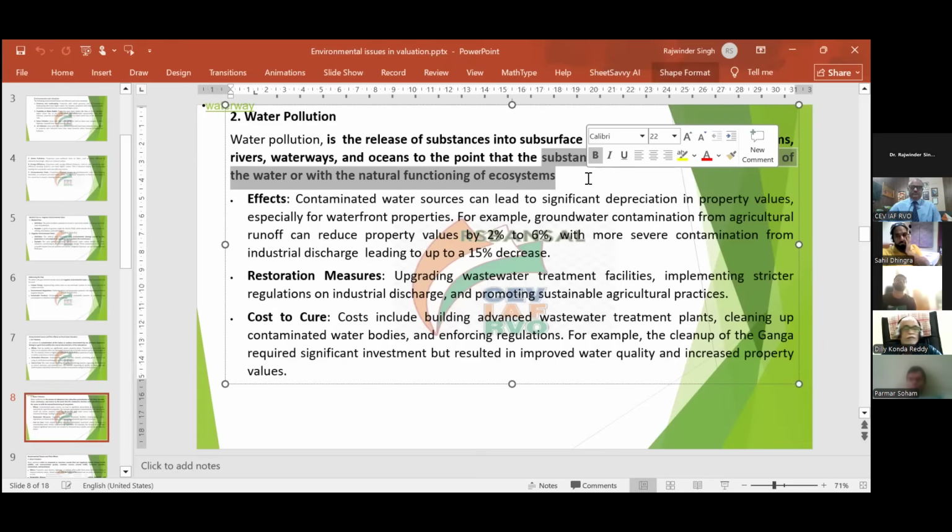In many cities there are many such instances where polluted water is being released into the water bodies.